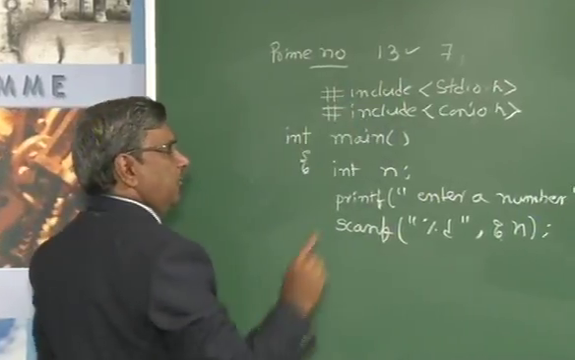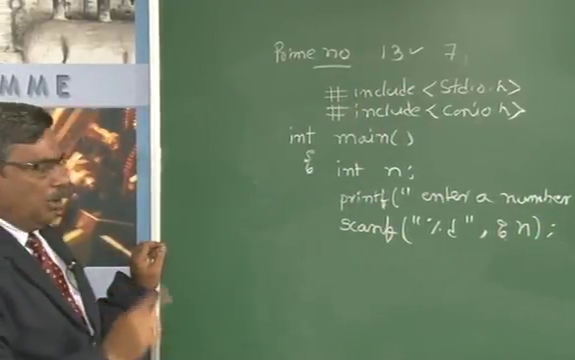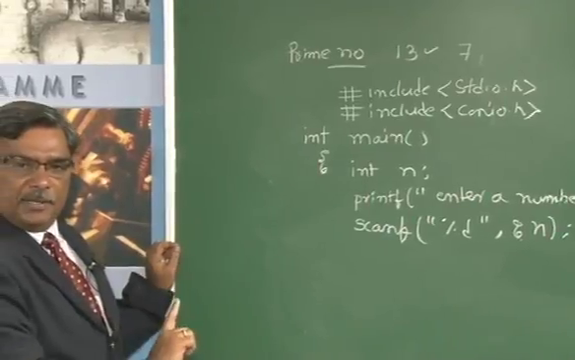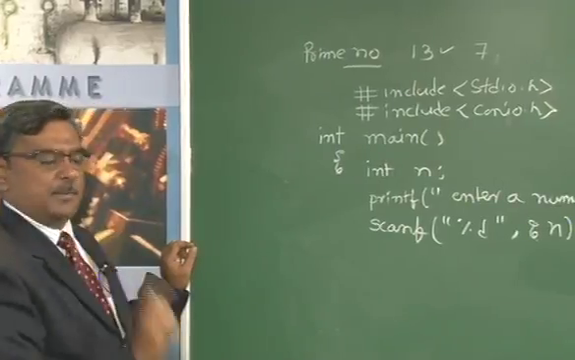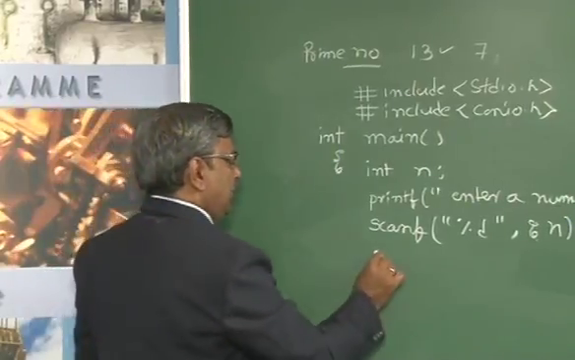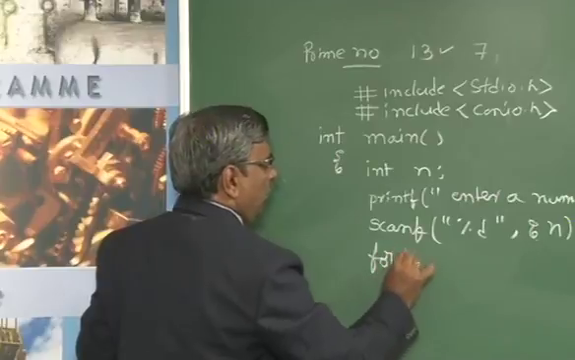Now you have to check whether that number is prime or not. In the output you should say that n, the given number, is prime or is not a prime. Any one of those messages should be printed. So let us start checking using a for loop.